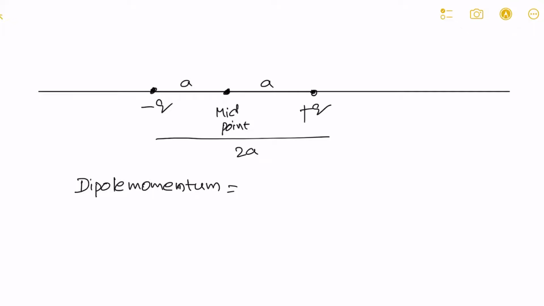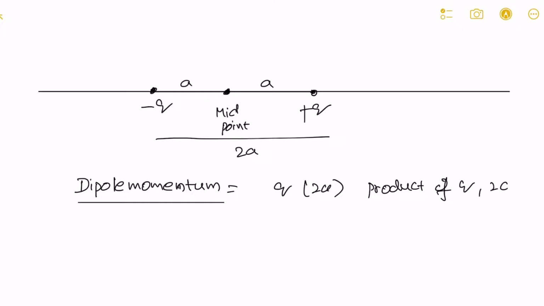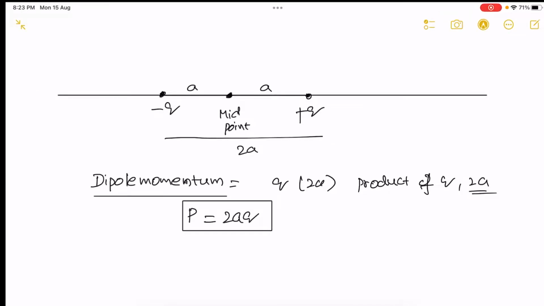Now let's discuss the dipole moment. It depends upon pole strength and the distance between the two poles, that is 2a. So the dipole moment is the product of charge and the distance between them, that is 2aq. Dipole moment is denoted by p, so p is equal to 2aq.